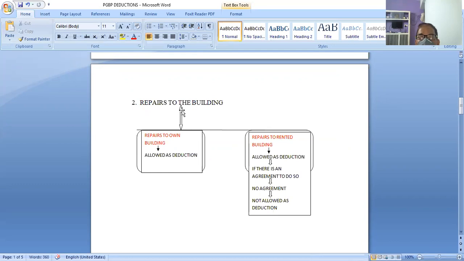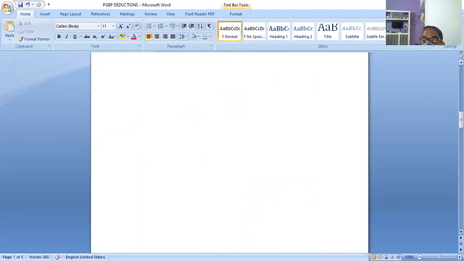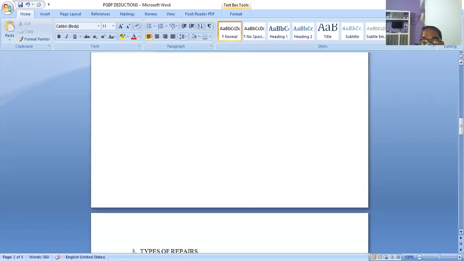Okay, in case of repairs to a building: for your own building, you will straight away give it as deduction. But for a rented building, if there is an agreement, you can allow deduction. If there is no agreement, it is not allowed as deduction. By default, if nothing is mentioned, you have to assume there is an agreement. If there is an agreement, you can allow it as deduction. You will forget a little bit while doing the problems. Again, revise it. Don't worry about that.